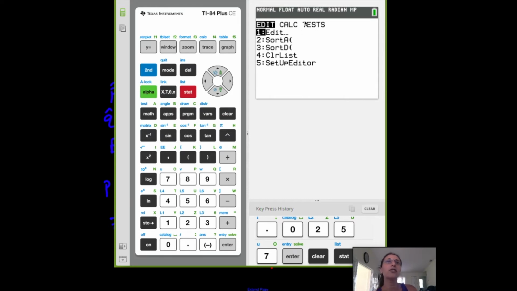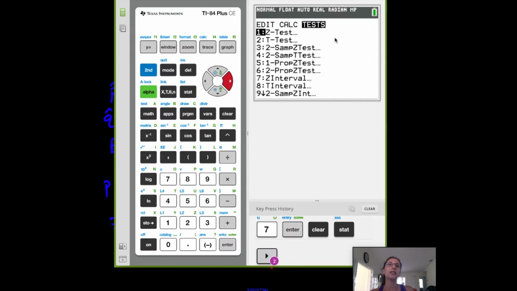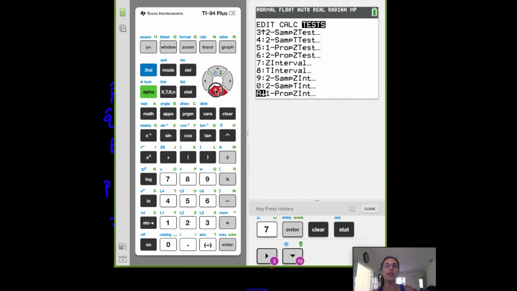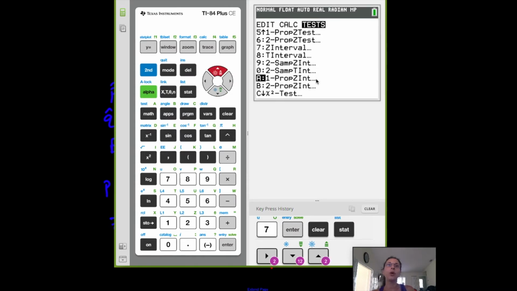I'm going over here to tests. See tests? Scroll over to tests. There's a lot of stuff in here. The first stuff we're going to use later. You see that it all ends in tests? We don't want a test. We want an interval. You have to scroll past that. You're going to see interval and ints start popping up. Well, I want 1 prop z int.